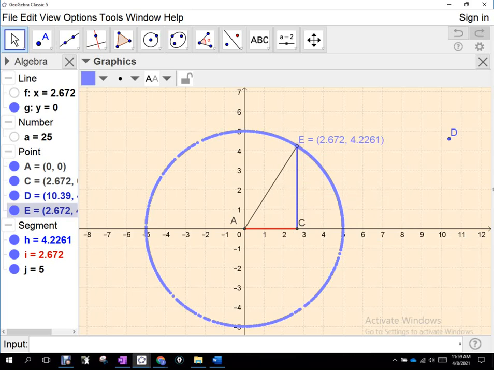Basically what happens is this distance here, we know, let's see here.